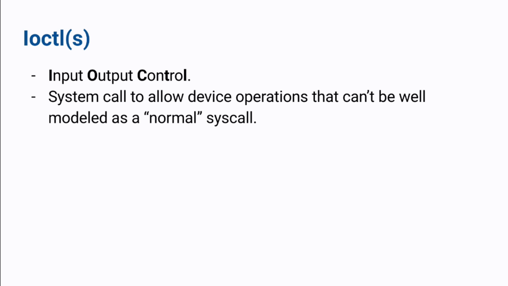So what do I mean by that? Imagine you have some audio device. Maybe it makes sense that if you're reading from that device's special file, you're reading in data from the microphone. And if you're writing to that file, maybe it's writing data out to the speakers. But what happens when you want to change the sampling rate? There's not really a syscall for that. And this is where ioctl comes in. It's just a catch-all for any kind of feature or functionality that doesn't fit well for normal syscalls.